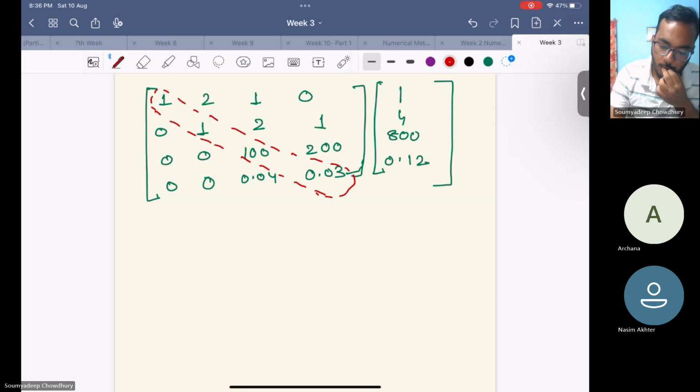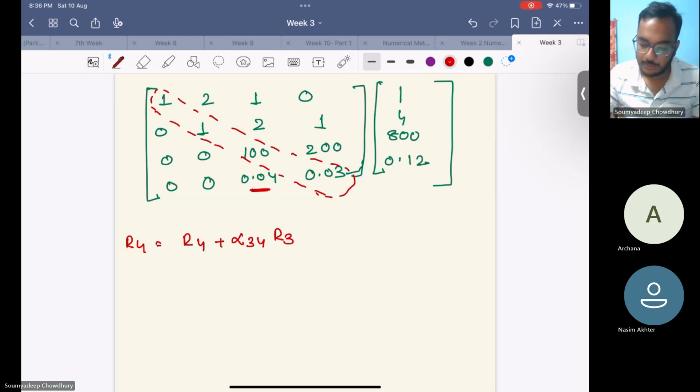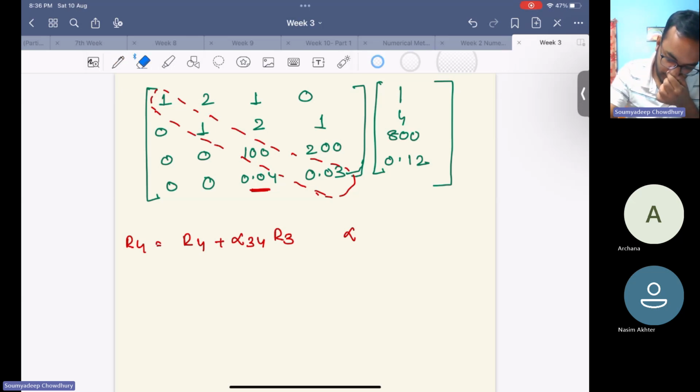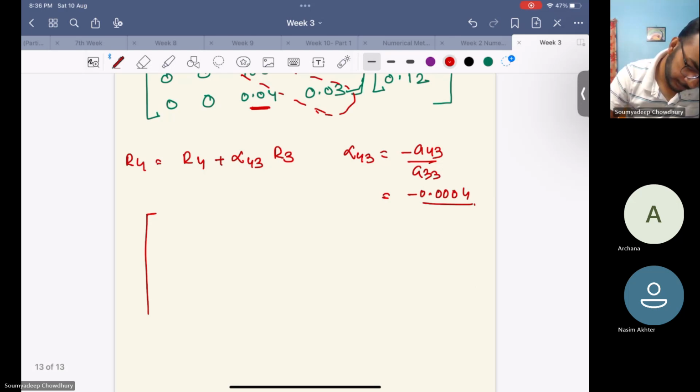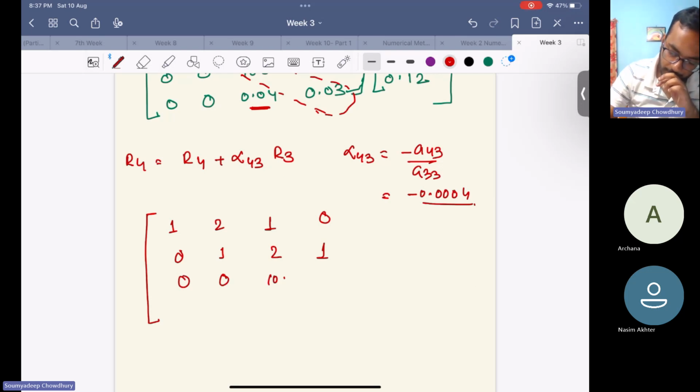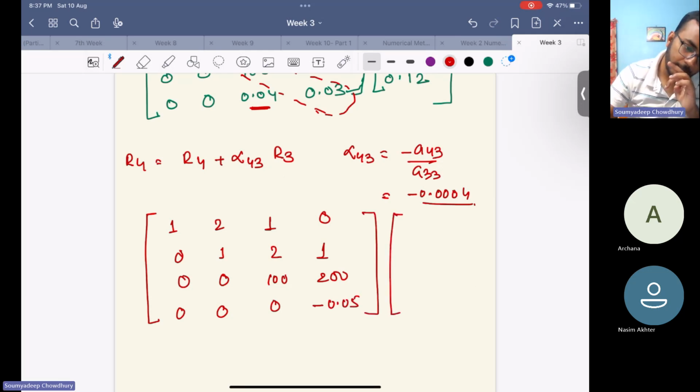So here now, 0.04 we have to make it 0, right? So what we will do, R4 will be equal to R4 plus alpha 43 into R3, correct? Alpha 43 is minus A43 by A33, which is minus 0.0004. If we do this, 1, 2, 1, 0, 0, 1, 2, 1, 0, 0, 100, 200, then 0, 0, 0, and this will be minus 0.05, and the right hand side will be 1, 4, 800 minus 0.